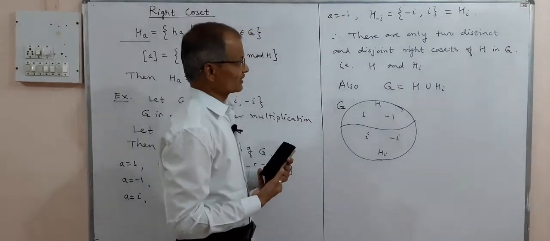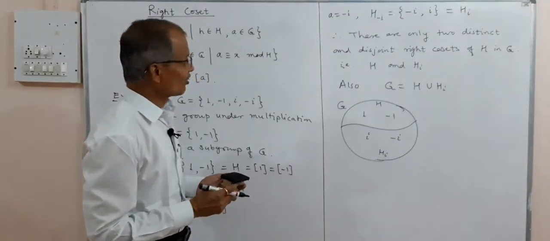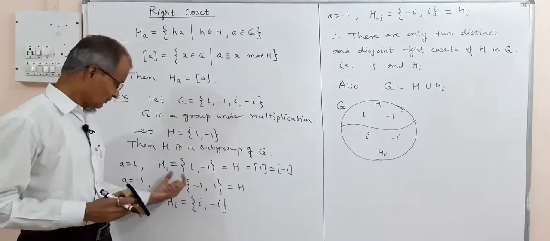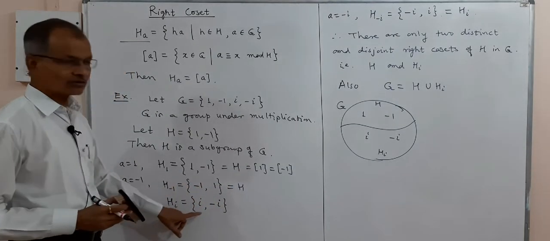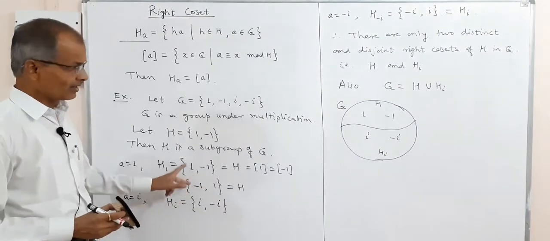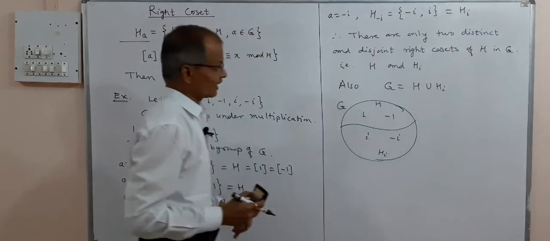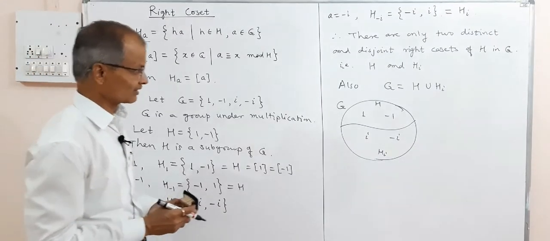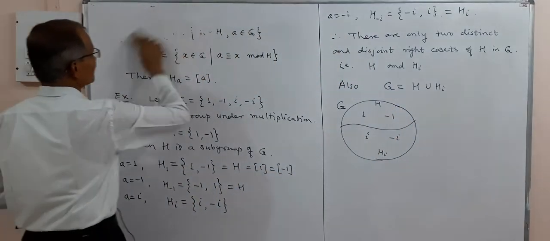We should note that these distinct right cosets contain the same number of elements. Now see how many elements are there in H. There are 2 elements in H1 or H(-1), which is H, and Hi also contains 2 elements. So the same number of elements are there in any right coset, or every right coset contains the same number of elements. That is the meaning. Now we will consider the next result as a lemma.